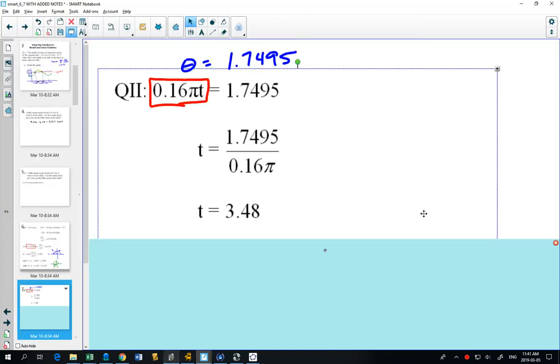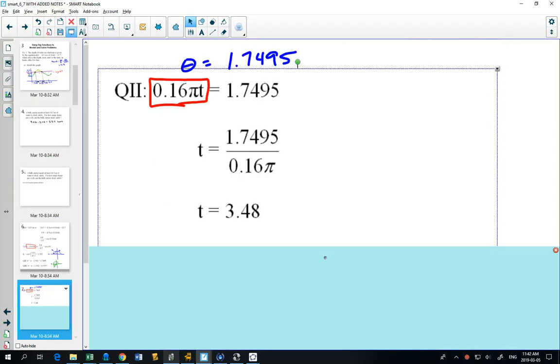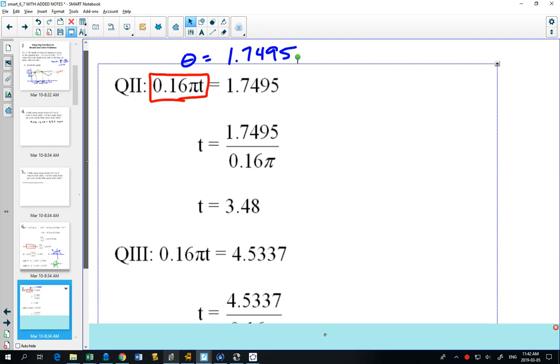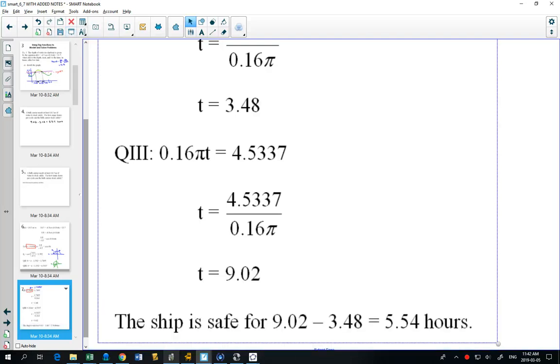That 3.48, all of that work is exactly the same as the 3.48 we found with our calculator the first time. Next, quadrant 3, do the same substitution, do the same dividing, and we get 9.02. So now we can write our statement. That ship is safe for 5.54 hours.